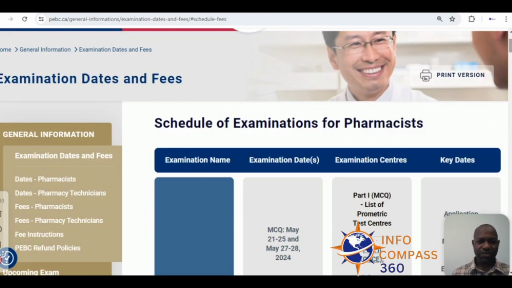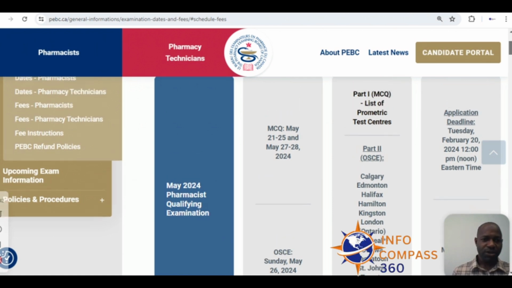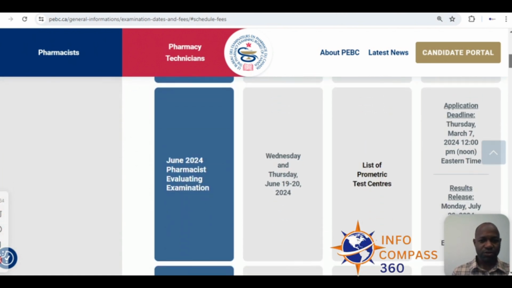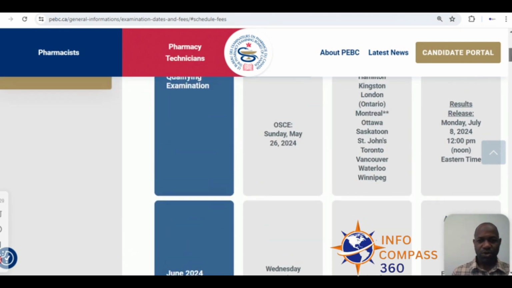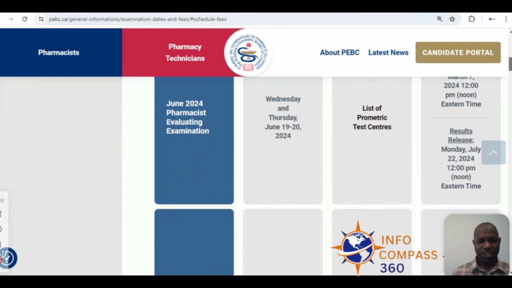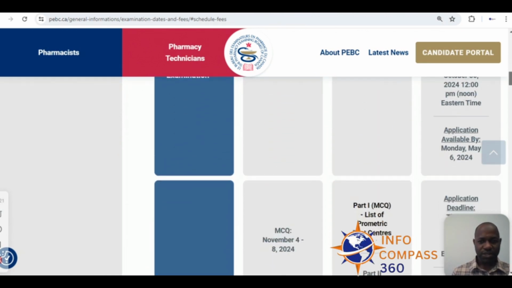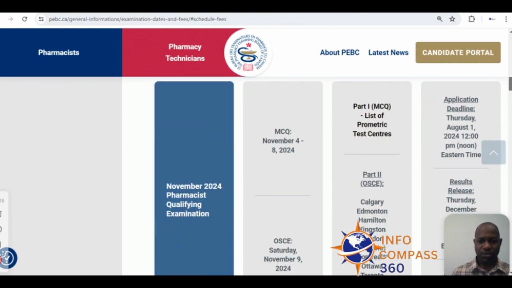And finally, in terms of the scheduling of exams for pharmacists, you can check all the details here for what has taken place thus far this year and what is still coming up, and also all the exam centers, key dates, exam dates, and all the necessary information of what you do need to know. Talking about the exam itself, we already had one in May and another in June, as well as the one coming up in October, which is next up, and another in November coming up as well.